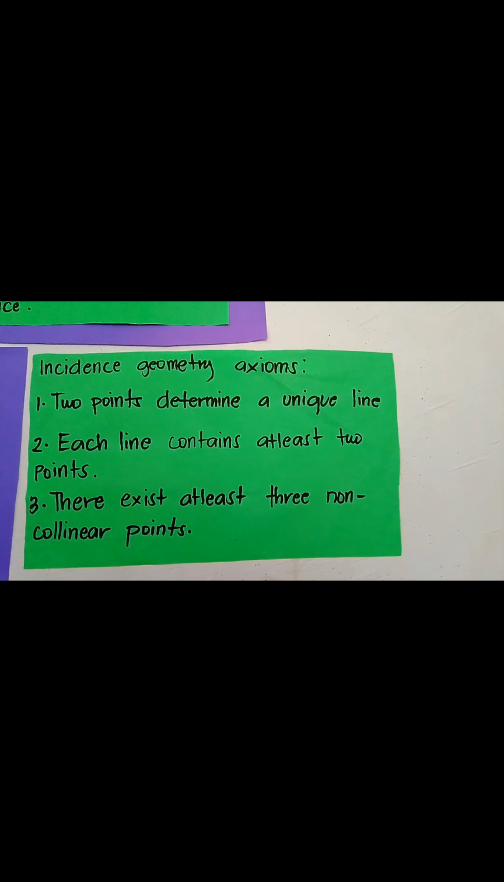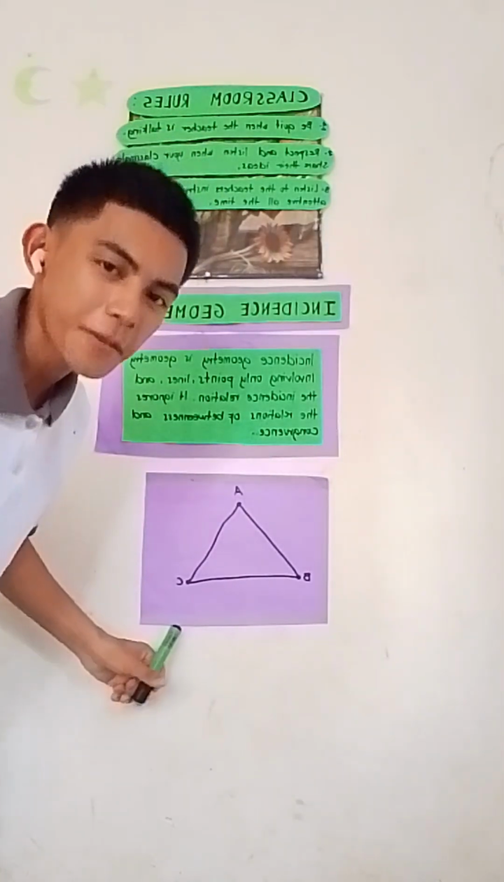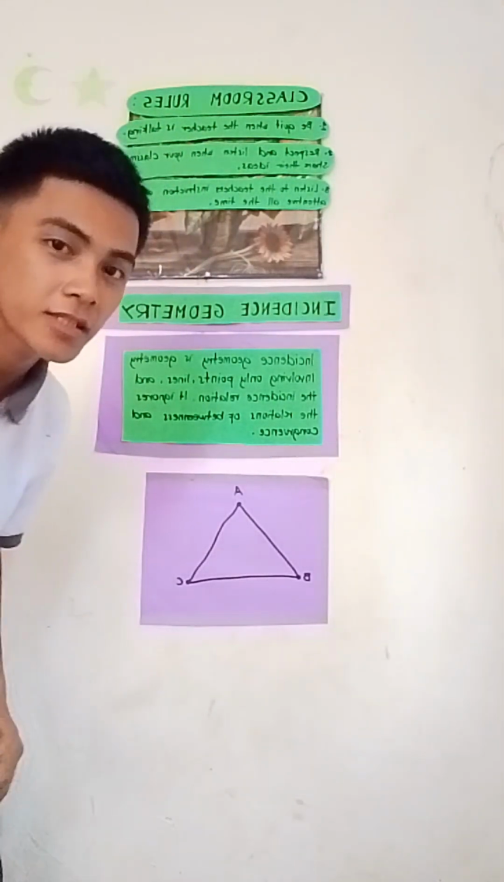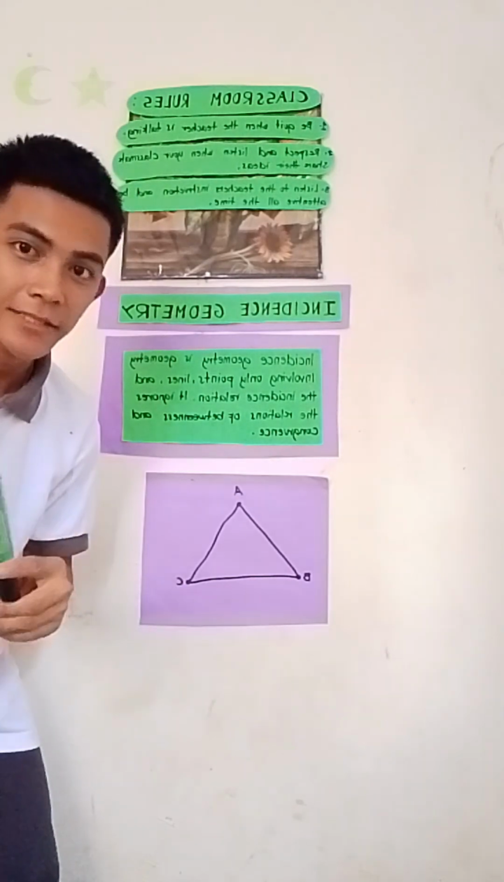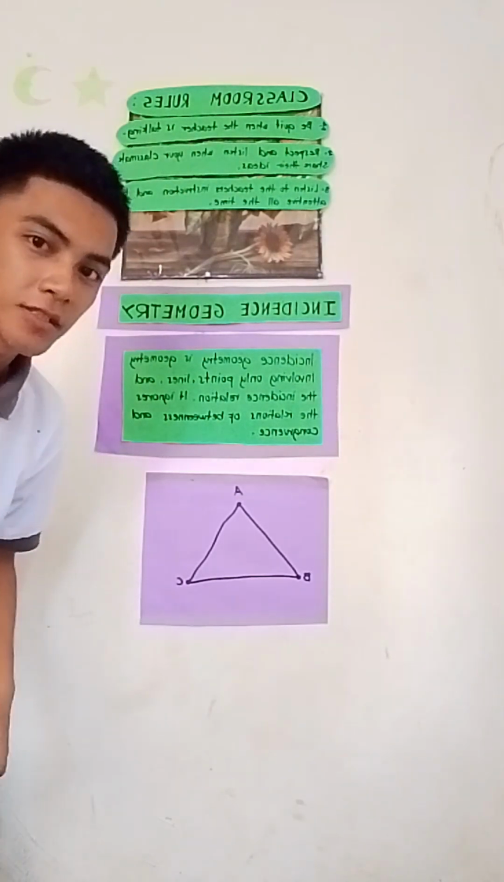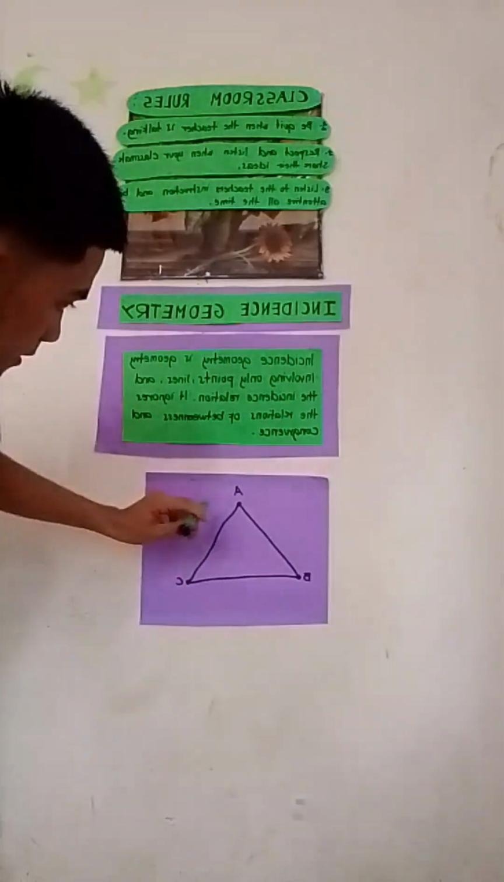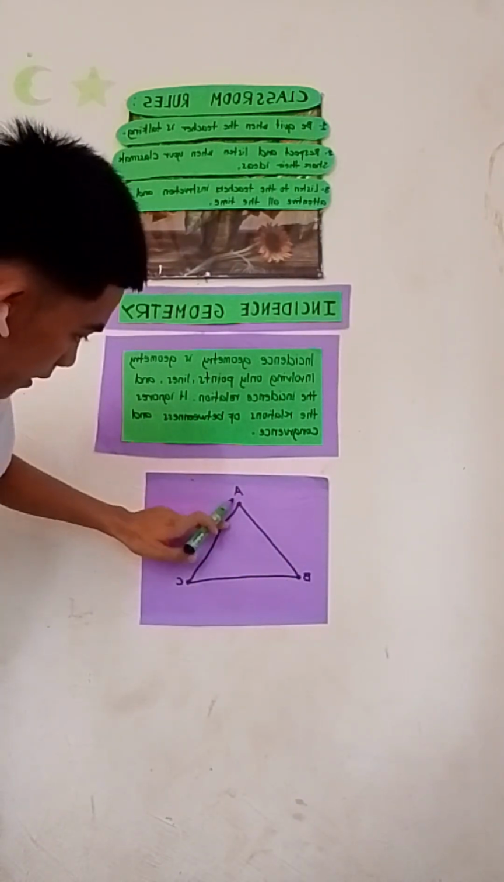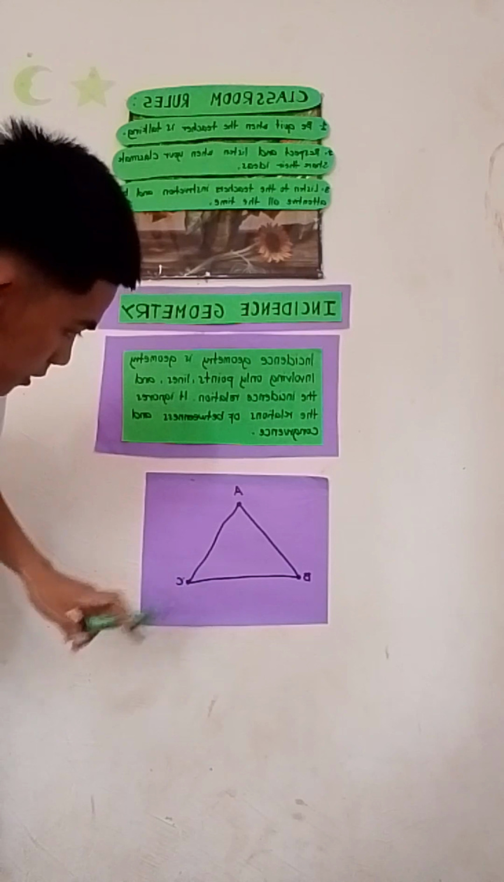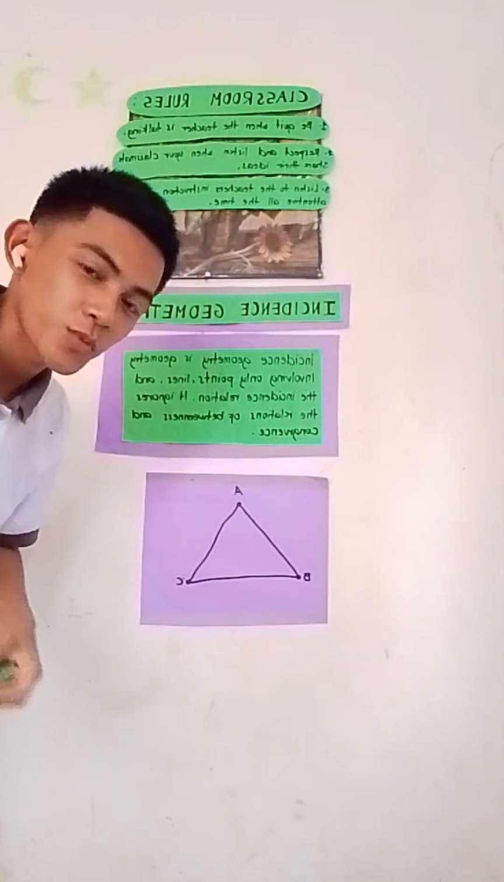So let us have an example. As the axiom said, each line contains at least 2 points. So 2 points: A to B, A to C, and B to C.